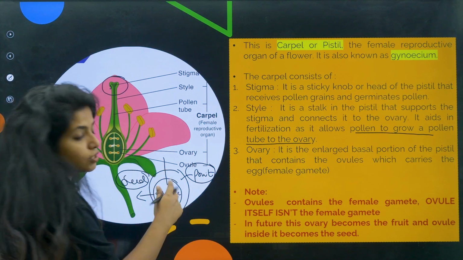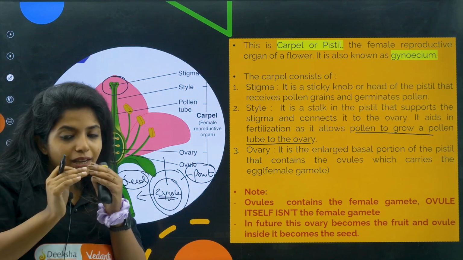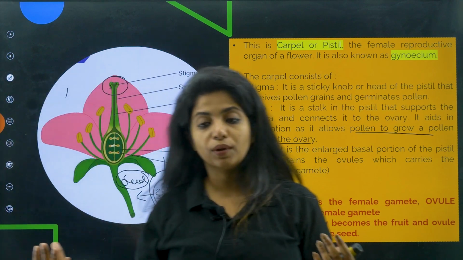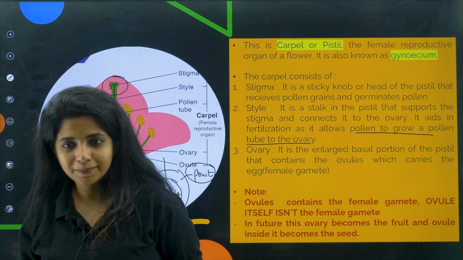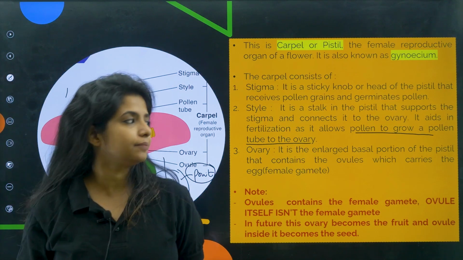You have the zygote, which later forms the embryo, which is why we put seeds down in the soil, because inside that there is a zygote which will give rise to the embryo and later a whole new plant. Cool? So, the ovary becomes a fruit, the ovule becomes a seed.